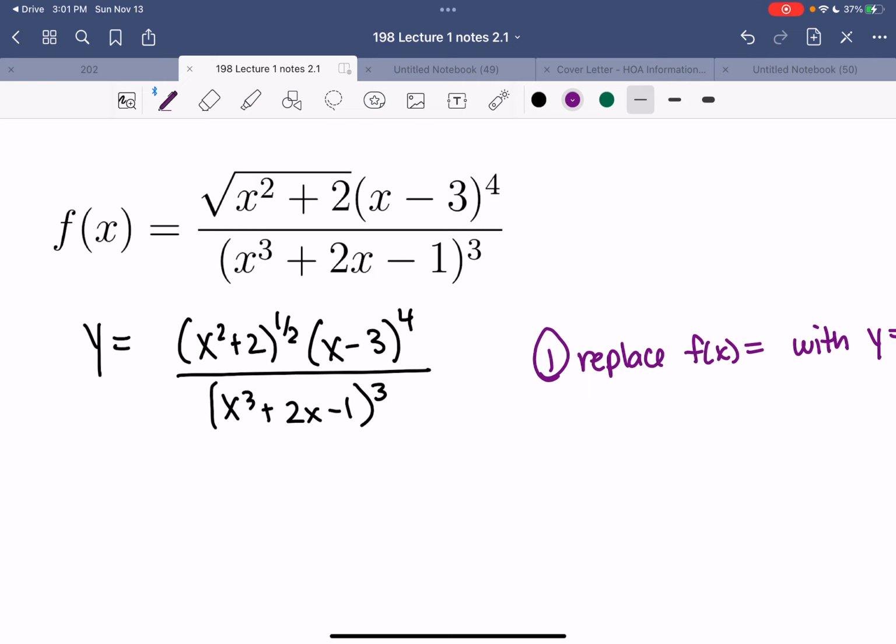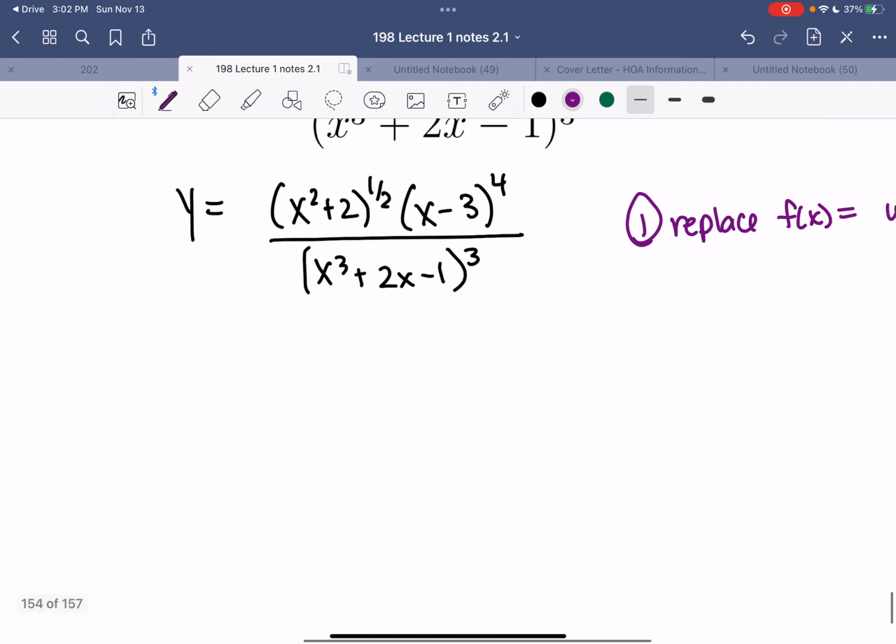Okay, next, if I want to use log rules to help me, I've got to have a logarithm, and I don't right now. So what I'm going to do is take the log of both sides. So I'm going to take the natural log of y on the left and the natural log of all of this.